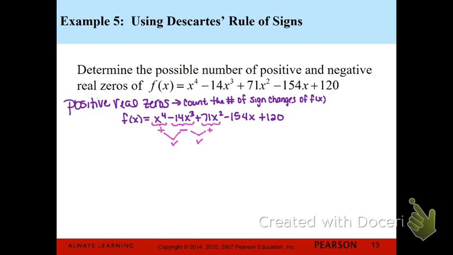That's a sign change. We're going to count it. What about the 154x? Negative. Again, positive to negative. It's a sign change. And the 120. Positive. So negative to positive, sign change. So how many sign changes did we have there? 4. All right, so there are 4 sign changes.